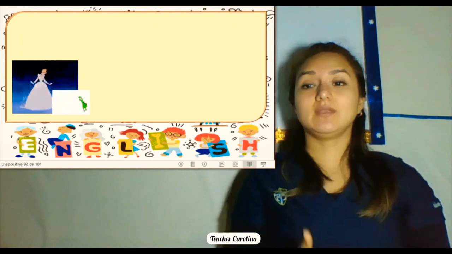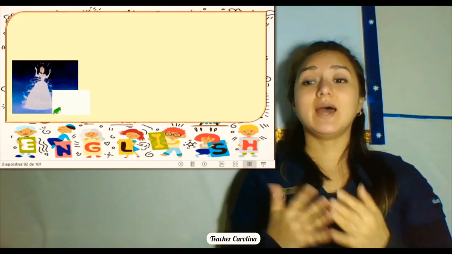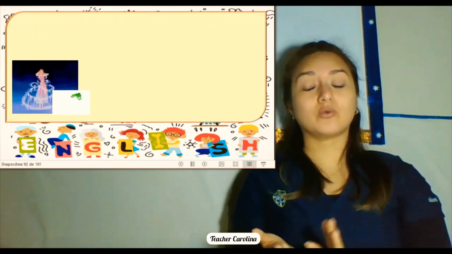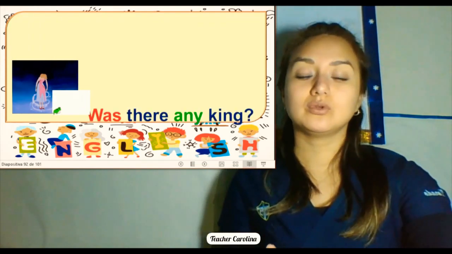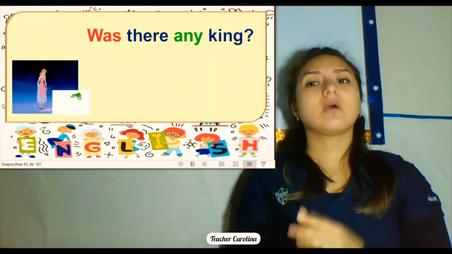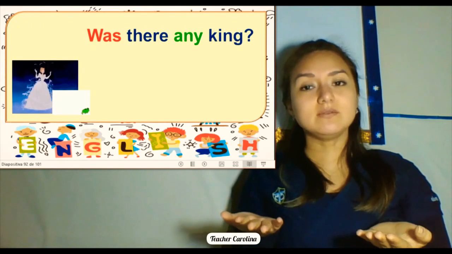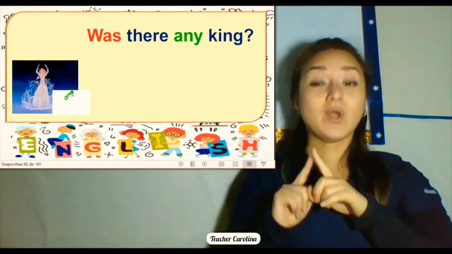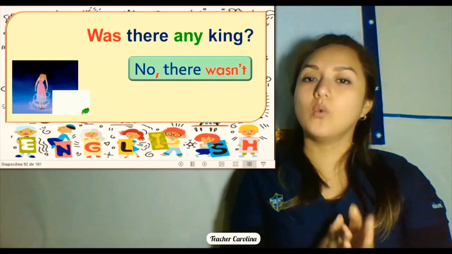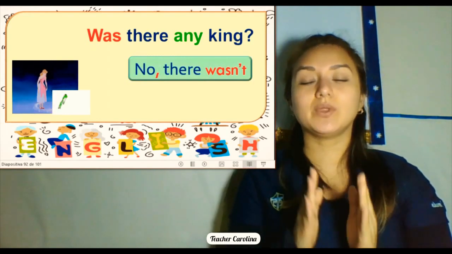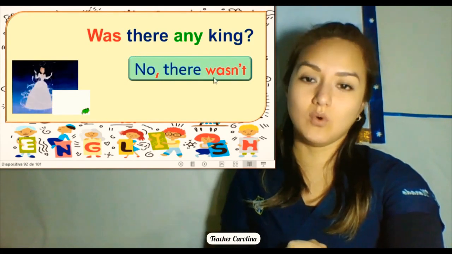Now, we are going to have another example. What do you see in the pictures? A princess and a frog, right? A princess and a frog. So, the question says, was there any king? Was there any king? Yes or no? No, right? No, there wasn't. Right? No, there wasn't. Take a look, please. Was.